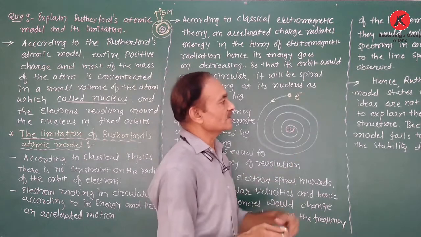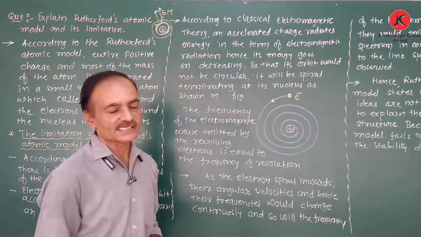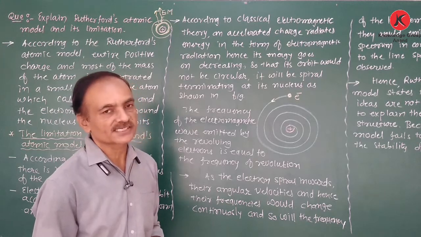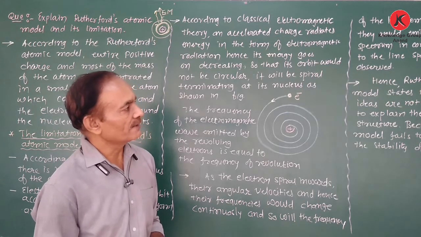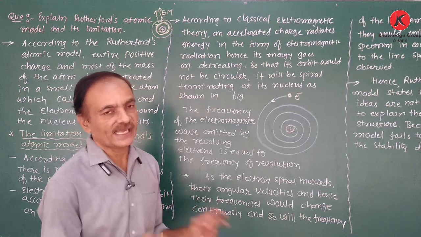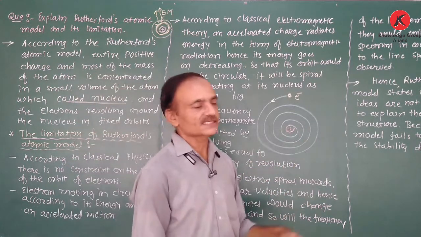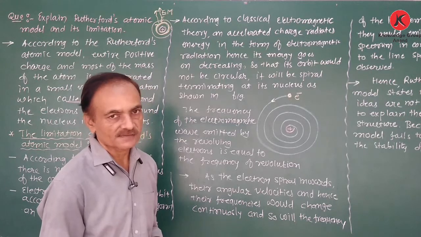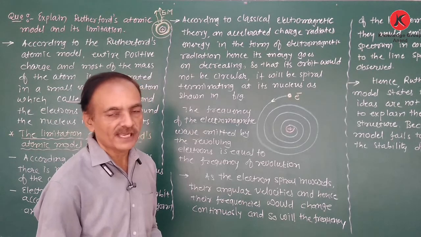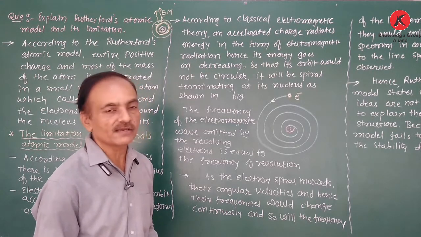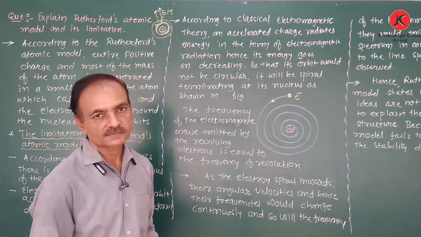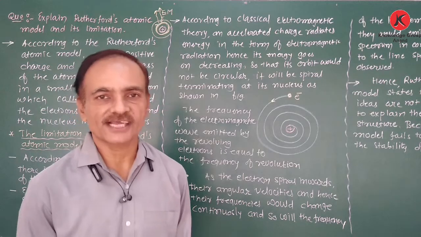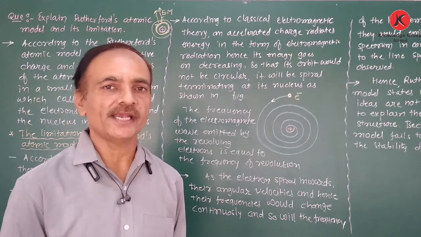Hence, Rutherford's atomic model shows that the classical ideas are not sufficient to explain the atomic structure, because this model cannot explain the stability of an atom. So, in short, Rutherford's atomic model cannot explain the stability of an atom.